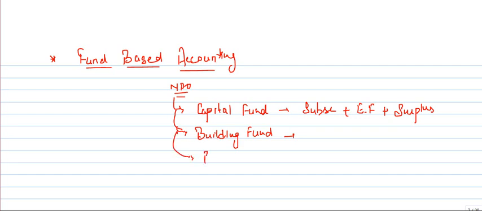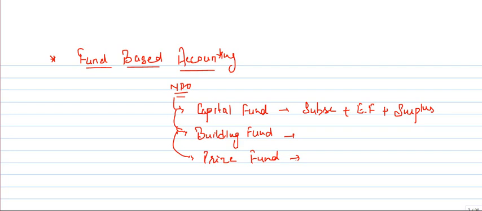Another can be a prize fund. Your NPO wants to give away prizes to the poor children who are doing very well in the examinations. For that you decide to set aside 2 lakh rupees as a prize fund. So a fund is nothing but an amount that is set aside for a specific purpose. Clear? So there can be specific funds.